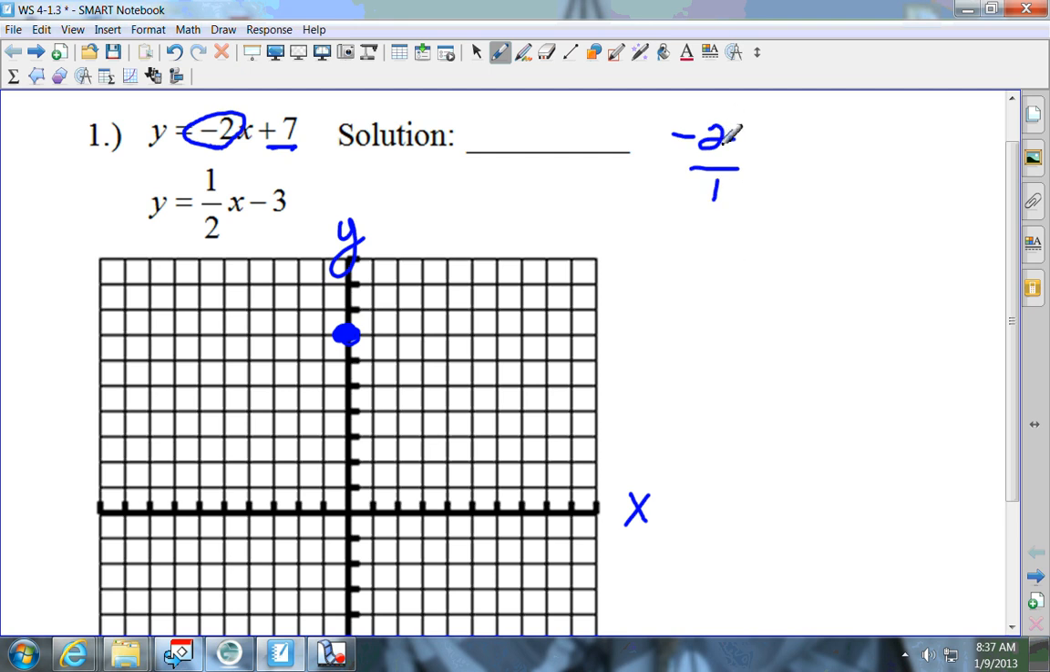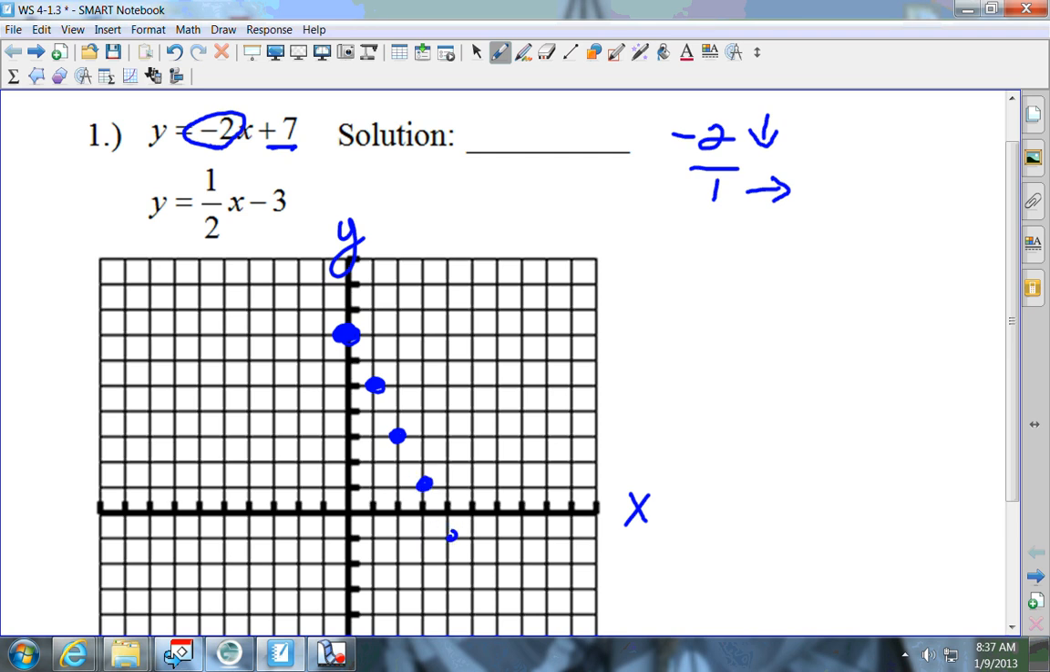The top number is going to tell me to go up or down. If it's negative, I'm going down. Bottom number, I'm always going to start off going to the right. So start at the y-intercept. I'm going to go down 2 to the right 1 and put a dot. Down 2 to the right 1 and put a dot. Down 2 to the right 1 and put a dot.